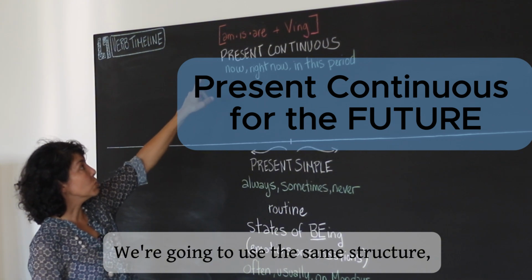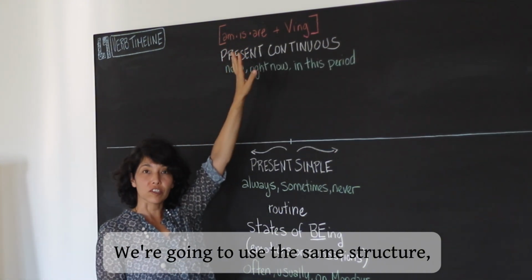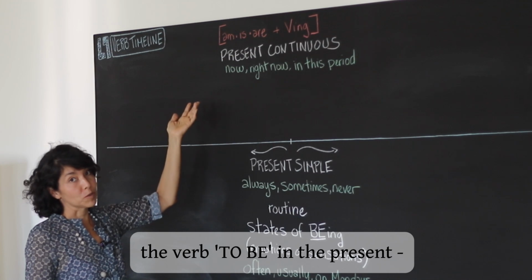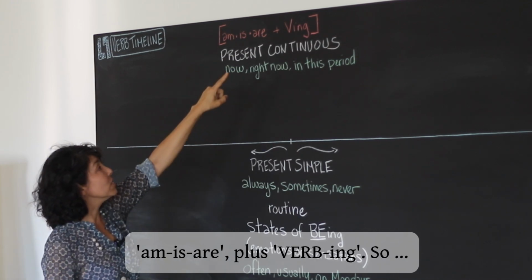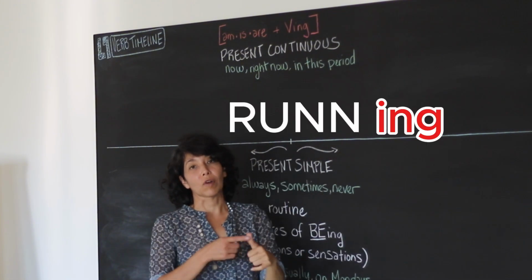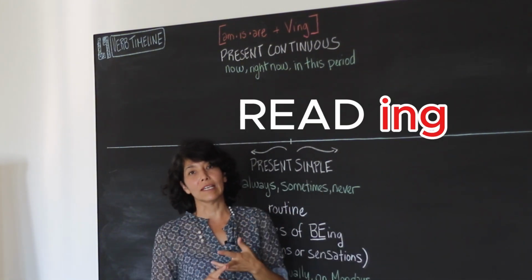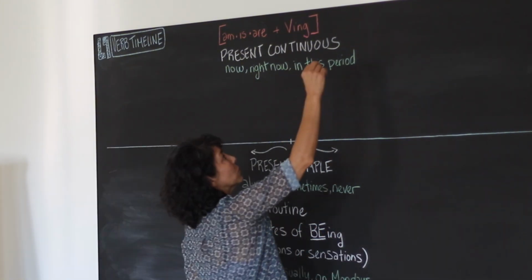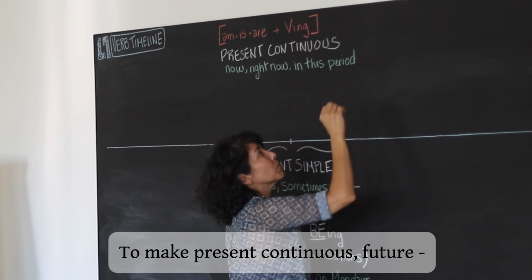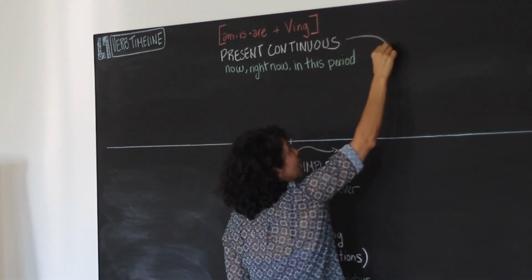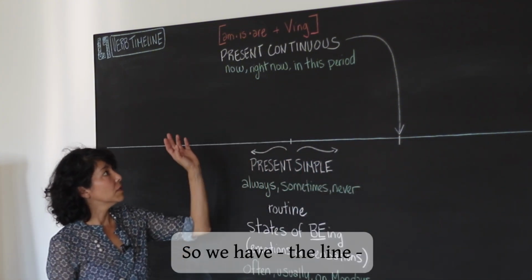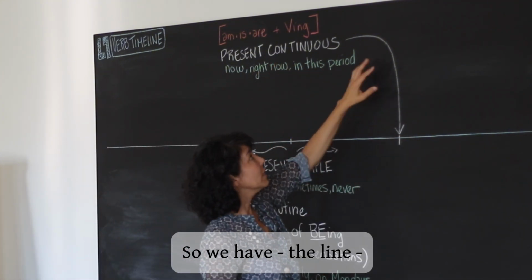We're going to use the same structure, which is am, is, are, the verb to be in the present. Am, is, are plus verb ing, so running, swimming, reading, sleeping. To make present continuous future, you're going to make a line. Let's put another little dot. So we have the line.